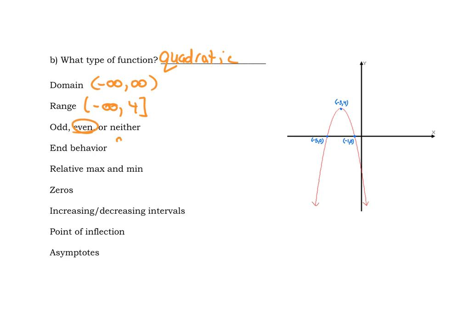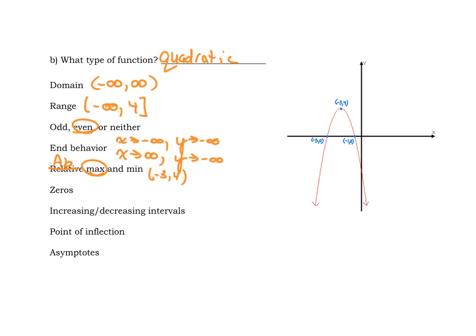This is even because both arrows are going down. The end behavior is as x approaches the left, which is negative infinity, y is approaching negative infinity. They're both going down. So as x approaches infinity, which is to the right, y is approaching negative infinity. We have a relative max. We have an absolute max. And that is at (-3, 4).